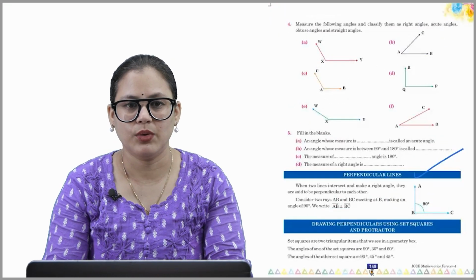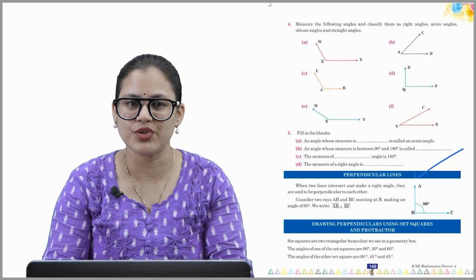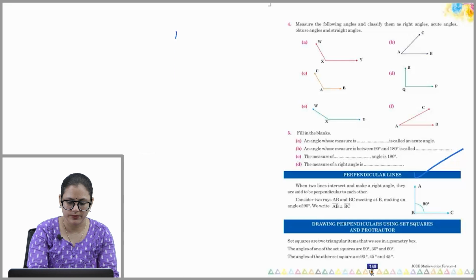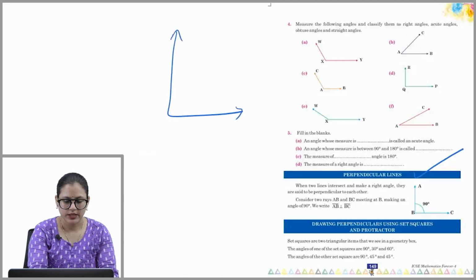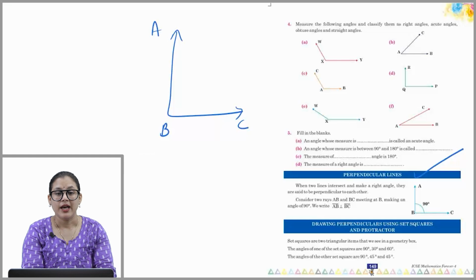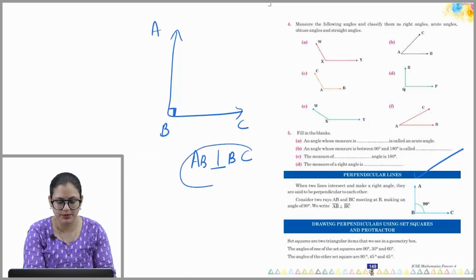Perpendicular lines. When two lines intersect and make a right angle, they are said to be perpendicular to each other. Consider two rays AB and BC. These are the two rays. At B, they are making an angle of 90 degrees, right? So we write AB is perpendicular to BC. This is the symbol for perpendicular.